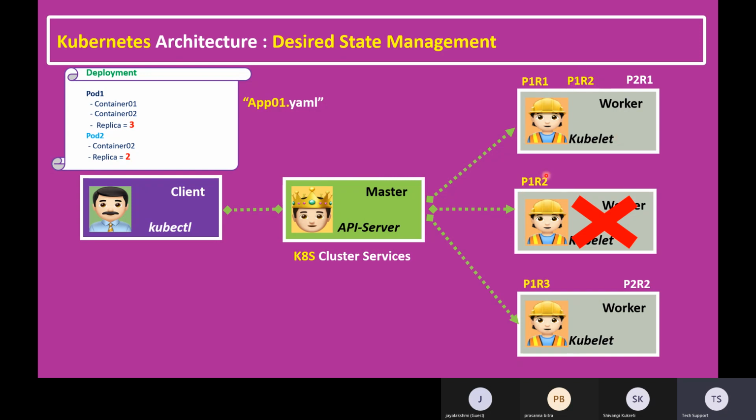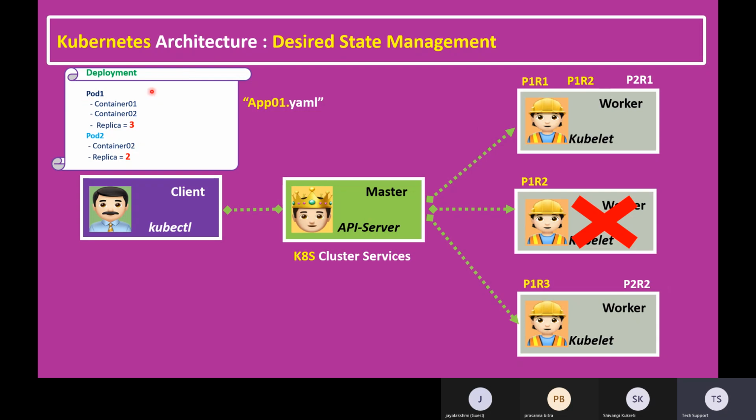Suppose in this diagram, the P1 replica 2 is completely down. This replica is newly created on another worker. This process is created by the master process. So when the other pod 1 replica 2 is created, if you see here, we have 3 replicas available and even pod 2 has 2 replicas available.